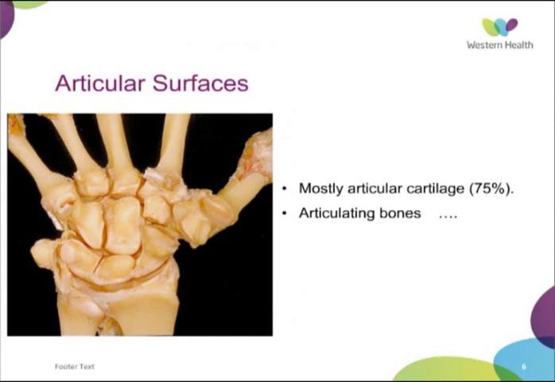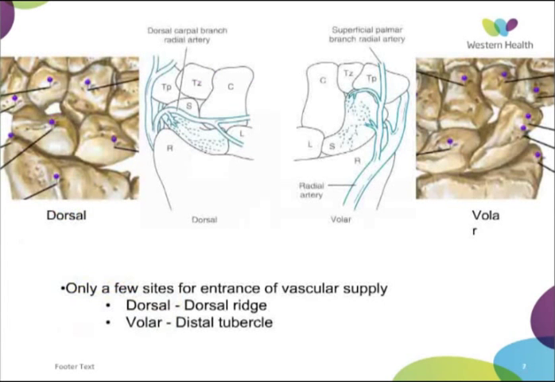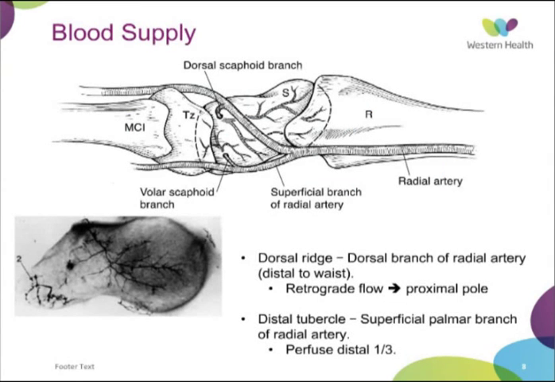Most of the scaphoid bone is covered by articular cartilage, around 75% of it, and it articulates with the distal end of the radius, the lunate, the capitate, trapezium, and trapezoid. Because most of the scaphoid is covered by articular cartilage, there are only a few places where blood can actually enter the bone: on the dorsal surface, at the dorsal ridge, and on the volar surface at the distal tubercle.